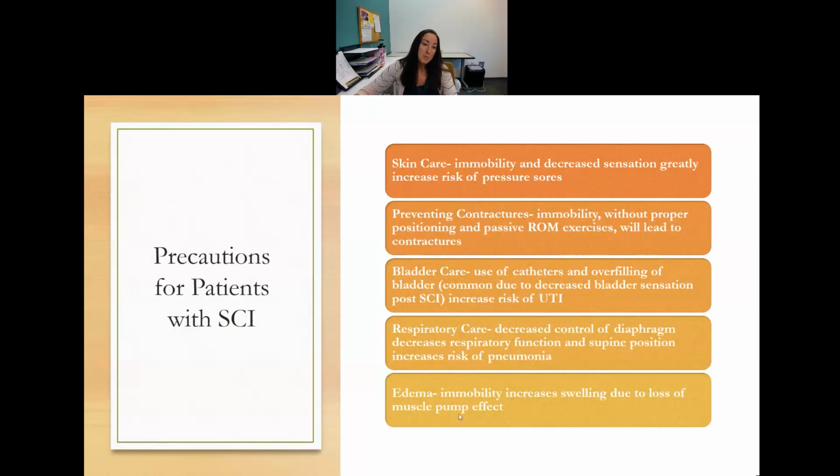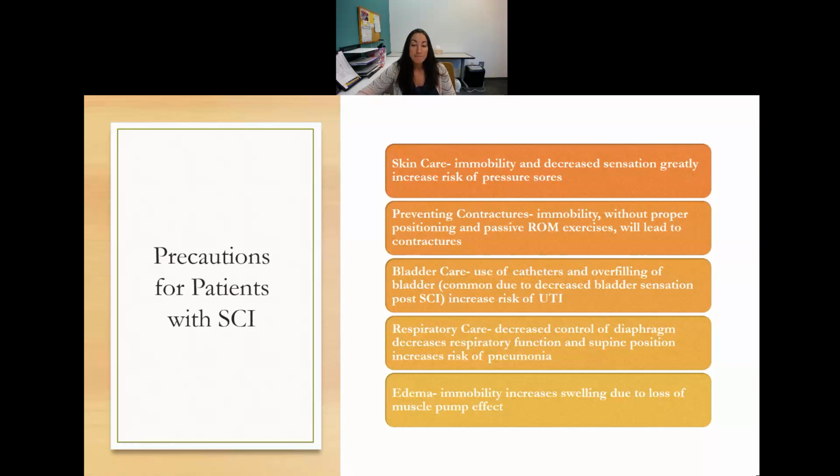Precautions for patients with spinal cord injury: they need to make sure they are taking care of their skin. With their sensation being decreased, they're at a higher risk of pressure ulcers developing. Prevent contractures with their immobility. They need to make sure that they're continuing to do passive range of motion in order to decrease their risk of contractures. With the bladder care, they can use catheters.